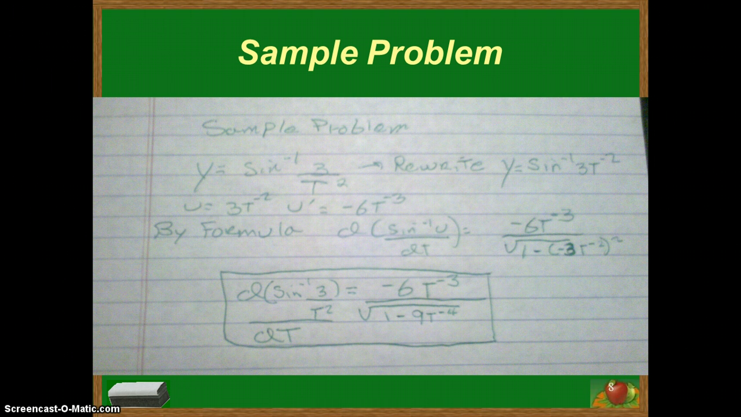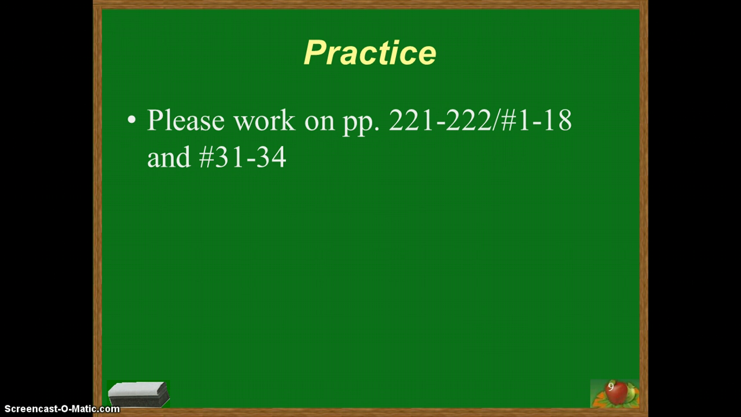Simplifying that, I get negative 6 t to the negative 3 all over root 1 minus 9 t to the negative 4th. That would be the derivative of arcsine of 3 over t squared.